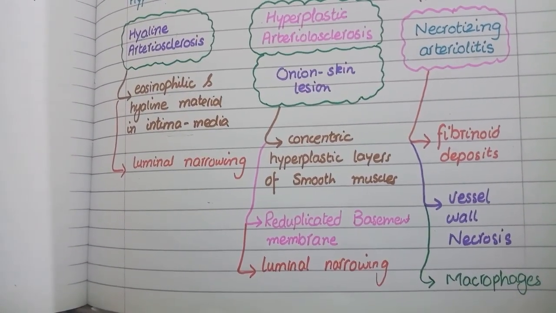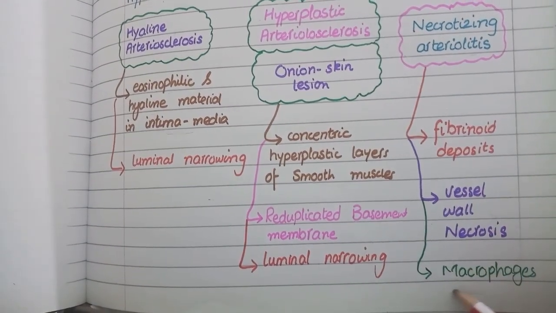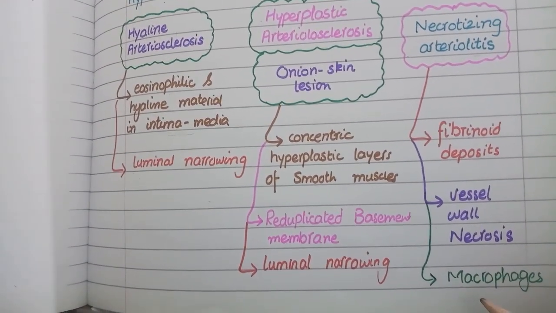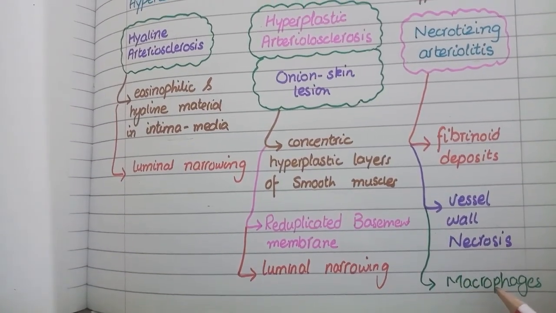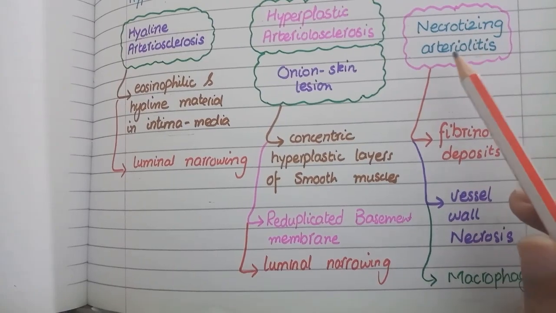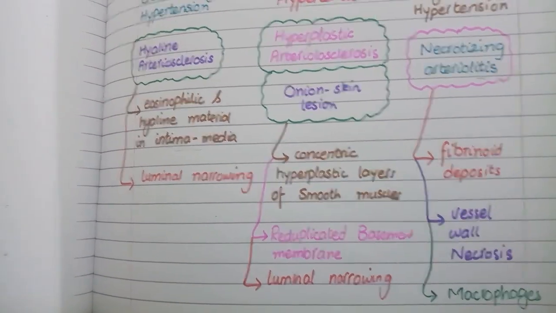So under the microscope you see fibrin deposits and some necrotic cells which are phagocytosed by macrophages. And as this necrosis is accompanied by activation and recruitment of inflammatory cells, macrophages, this pattern is also known as necrotizing arteriolitis, where itis stands for inflammation.